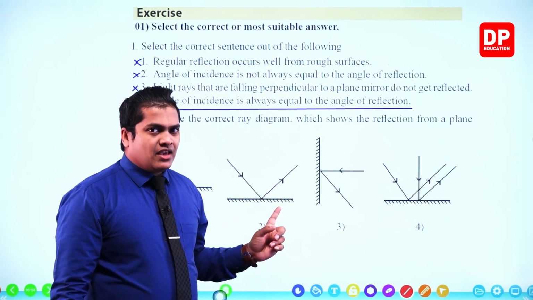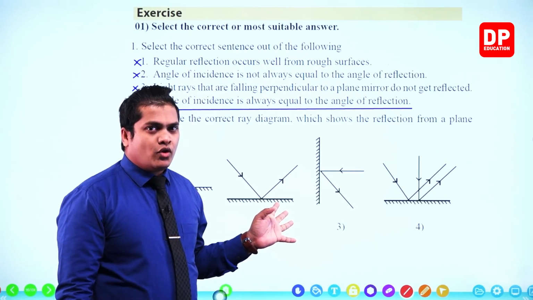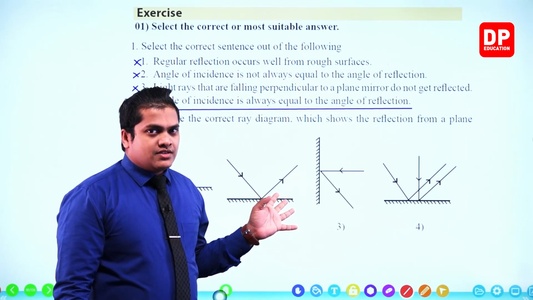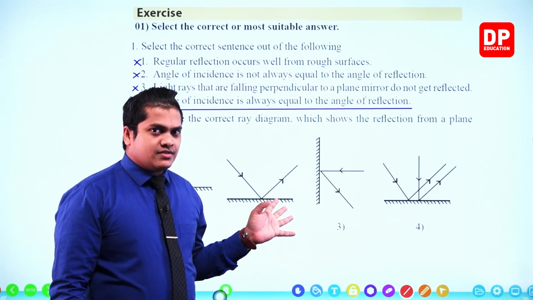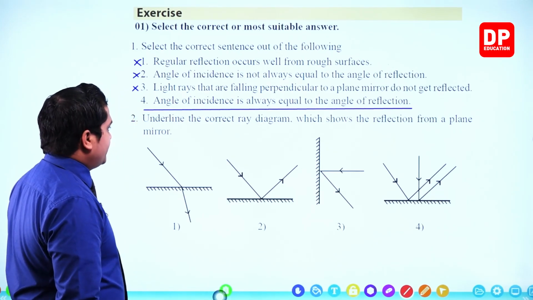I kept that thing in order to show that to find a certain answer, you don't always need to check each and every sentence. Sometimes you can skip sentences. Okay, right then. The second question.